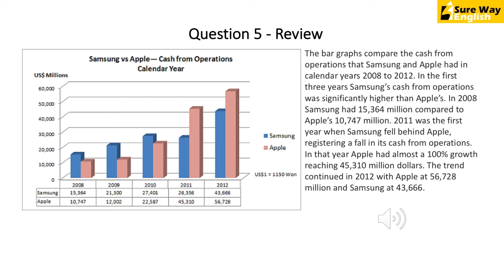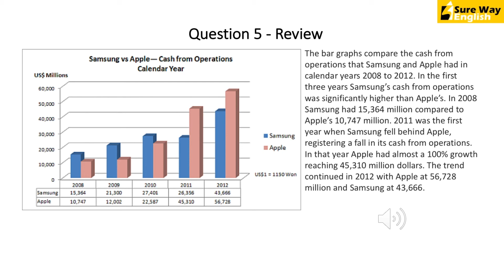All right, so the first thing that should come to your mind when you look at this image is that these are bar graphs, and there are two bars, so they're comparing two things. And the blue is for Samsung, and the other color is for Apple. And the title of the image also says that it's Samsung versus Apple, comparing what? Comparing cash from operations in a calendar year. And then on the horizontal axis, they have years 2008 to 12, and on the vertical axis, they have US million dollars, right? So that's the comparison there.